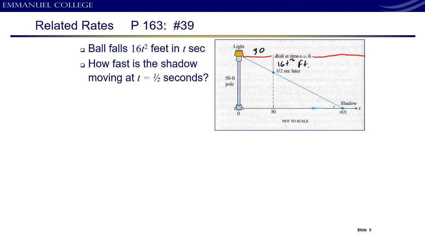So notice x of t is the shadow. So that means this whole length is x. And if I'm looking at a 50-foot pole, then here's 50. If it's fallen for half of a second, then let's see.